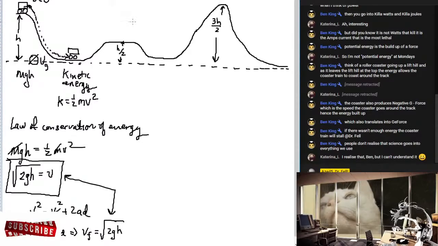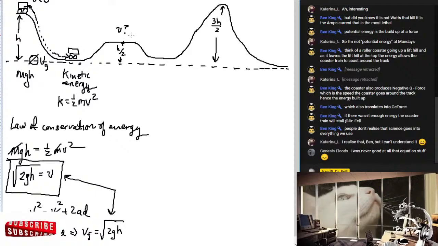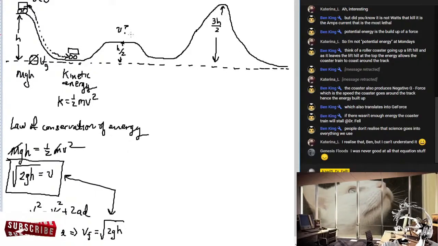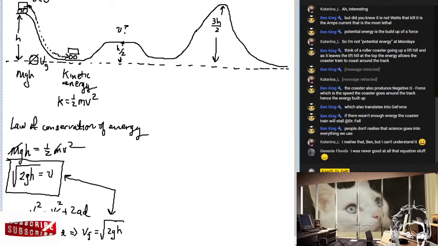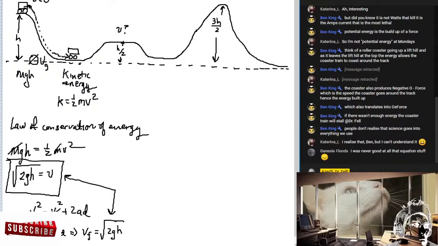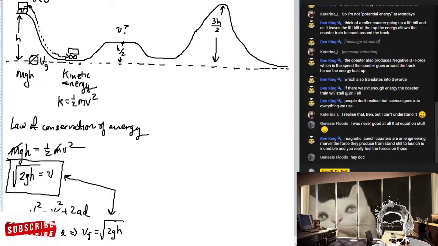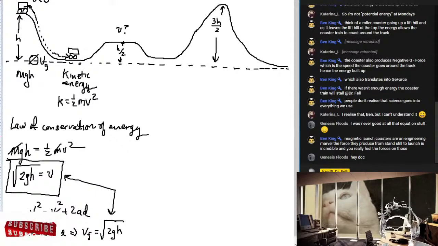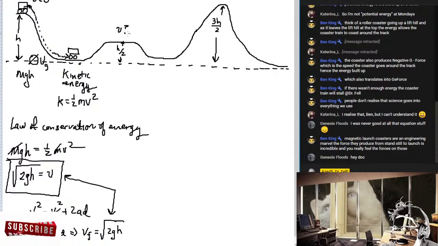Now, what will be the velocity here? Hey, Genesis. What's the velocity going to be at the top here?